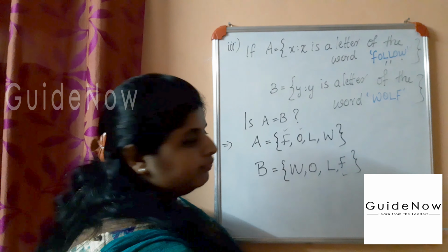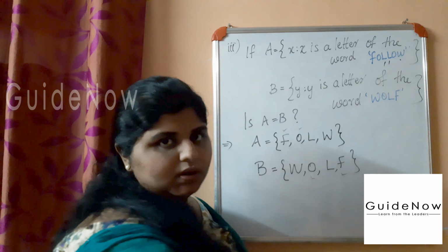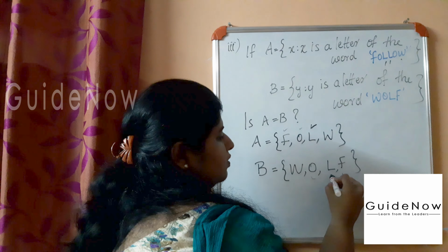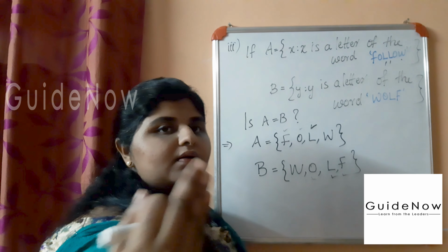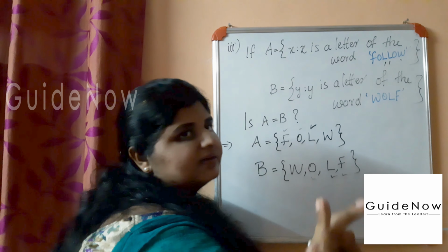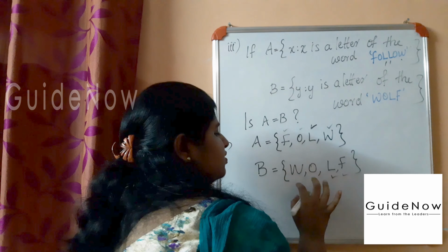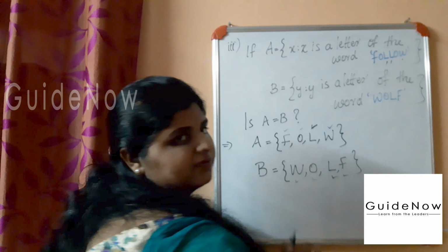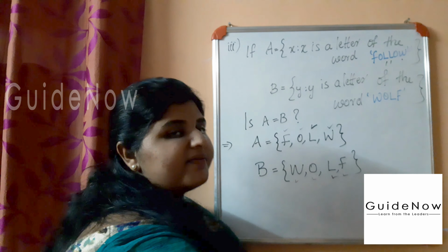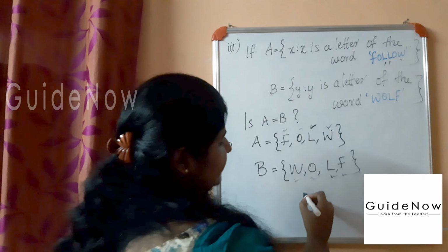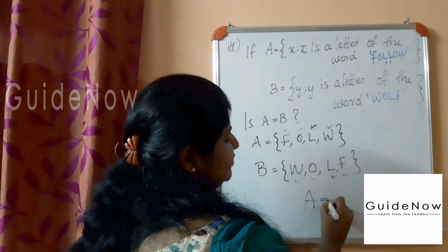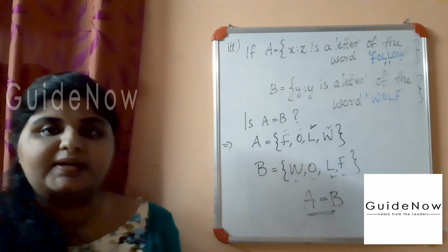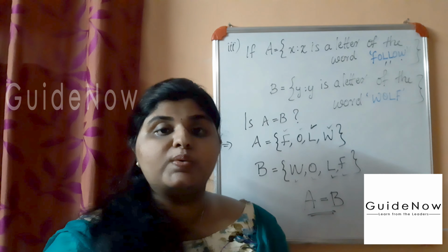Next is O. Here also O is there, so the second letter is matched. Next is L. Here L is there, and here also L is there, so the third letter is matched. The last letter is W. Here W is there, and W is also here. So these 4 elements are equal to those 4 elements. That means both have the same elements, so you can say A is equal to B. Set A is equal to set B, which means both are equal sets.